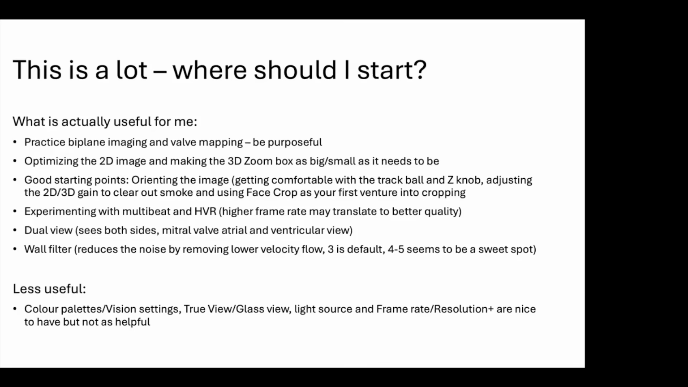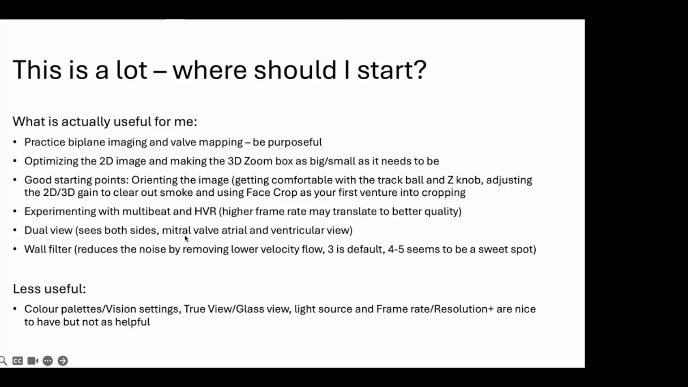When you are going to do 3D imaging, optimize your 2D image. I can't say that enough. And then make the box as big as it needs to be to capture the structure you're interested in, but no bigger than that. Because if you make it unnecessarily big, it's going to make your frame rate low, and that's going to worsen the quality of your 3D image. I think orienting the image, getting comfortable with the trackball, the Z knob, adjusting the gain to clear out some smoke, and then using the face crop are good places to start for learning about 3D imaging.